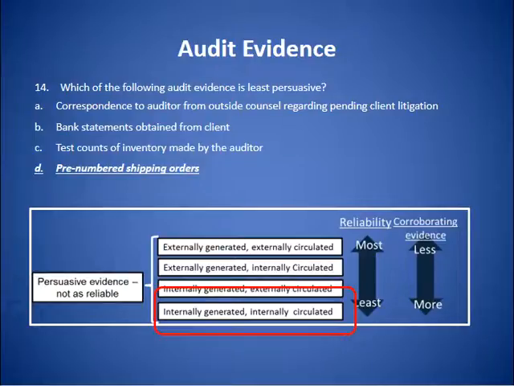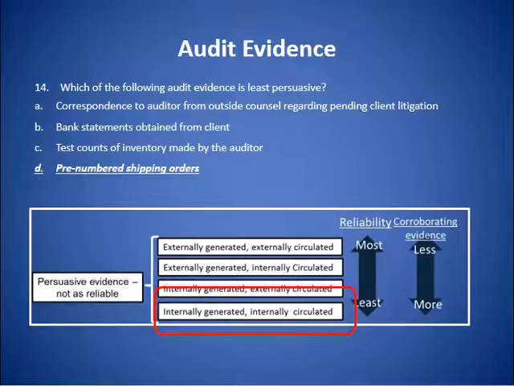Test counts of inventory made by the auditor. Again, if the auditor is doing the test counts themselves, that would be externally generated and, in effect, externally circulated. And the last item would be pre-numbered shipping orders, which would be internally generated and internally circulated, which means that the pre-numbered shipping orders would be the least persuasive.